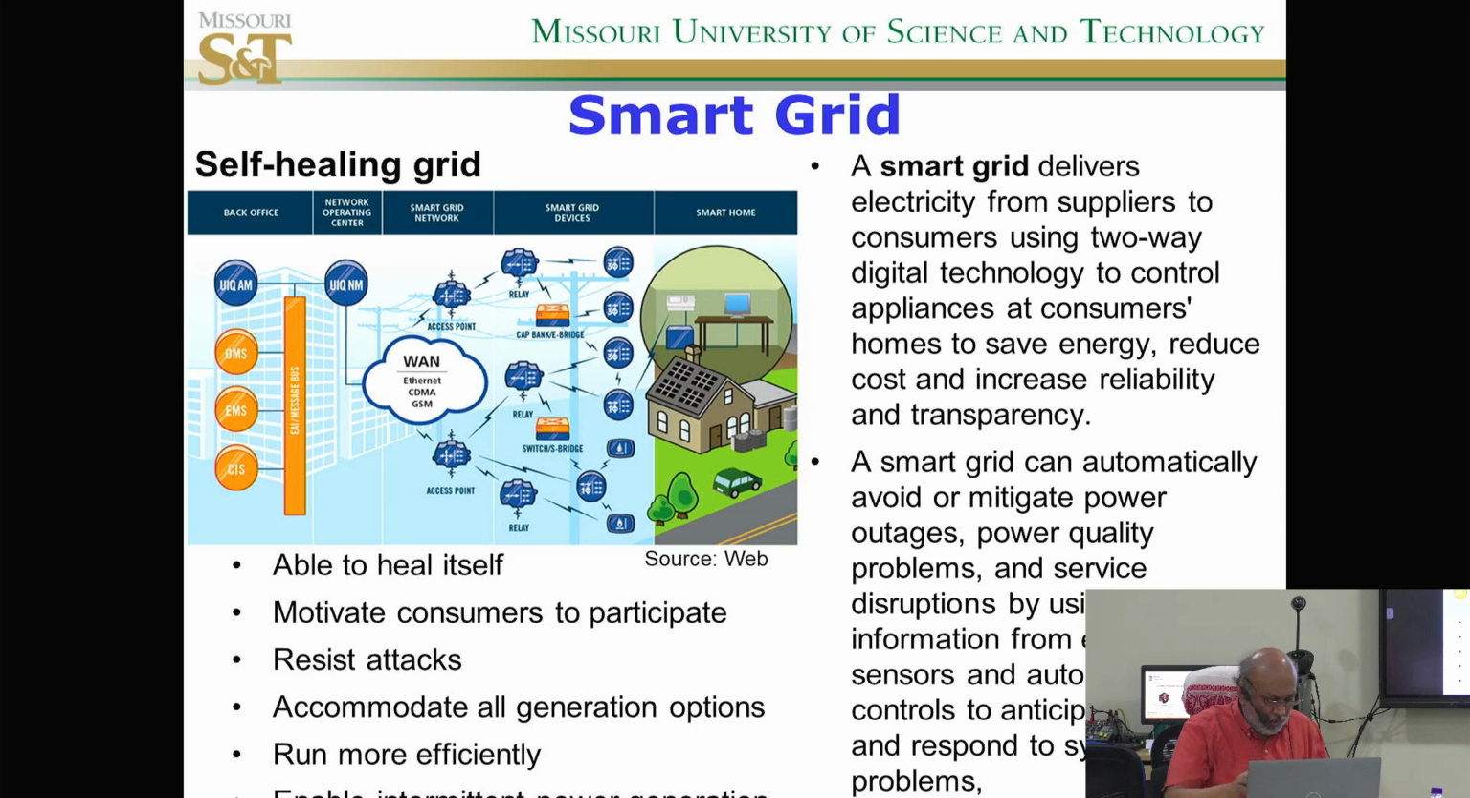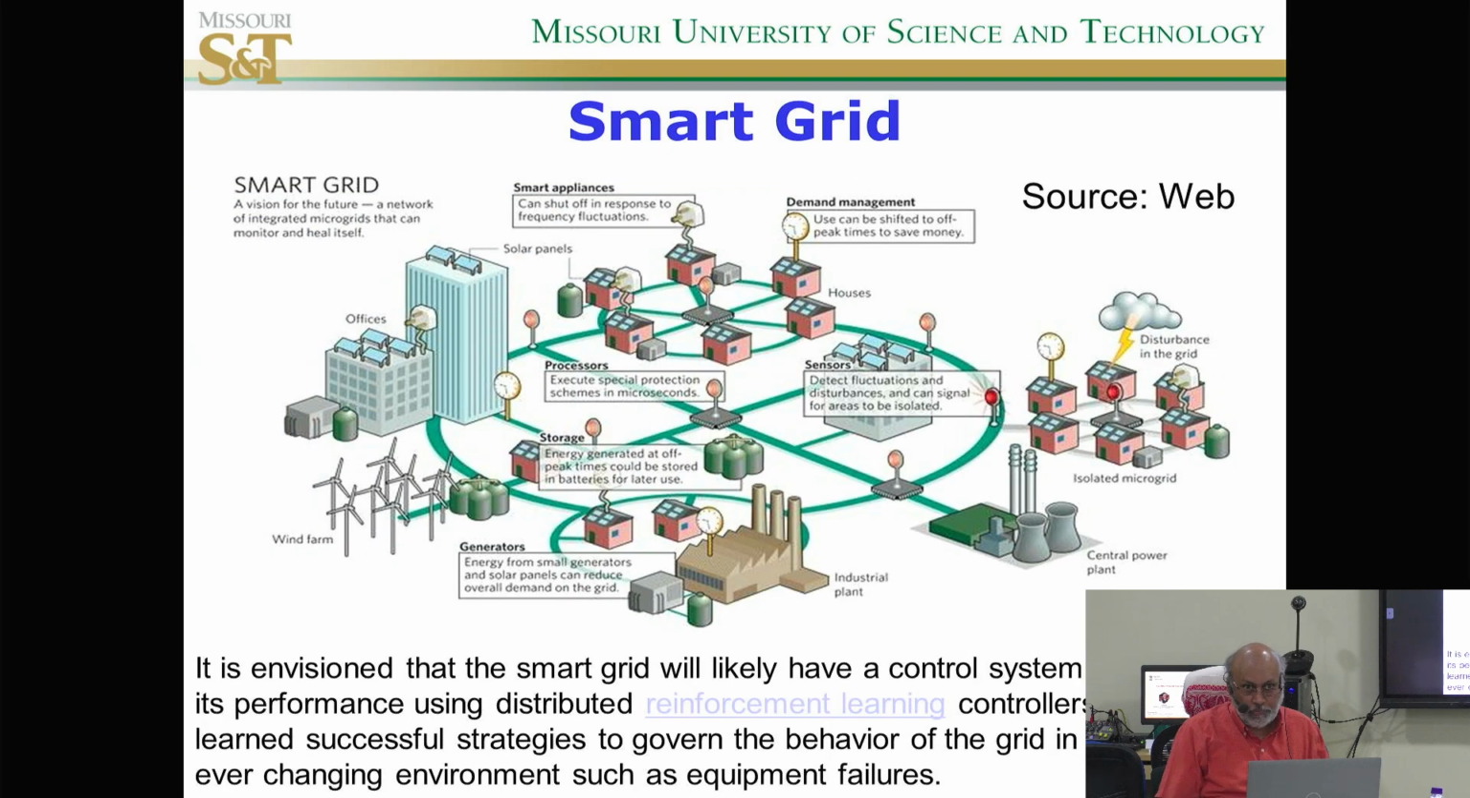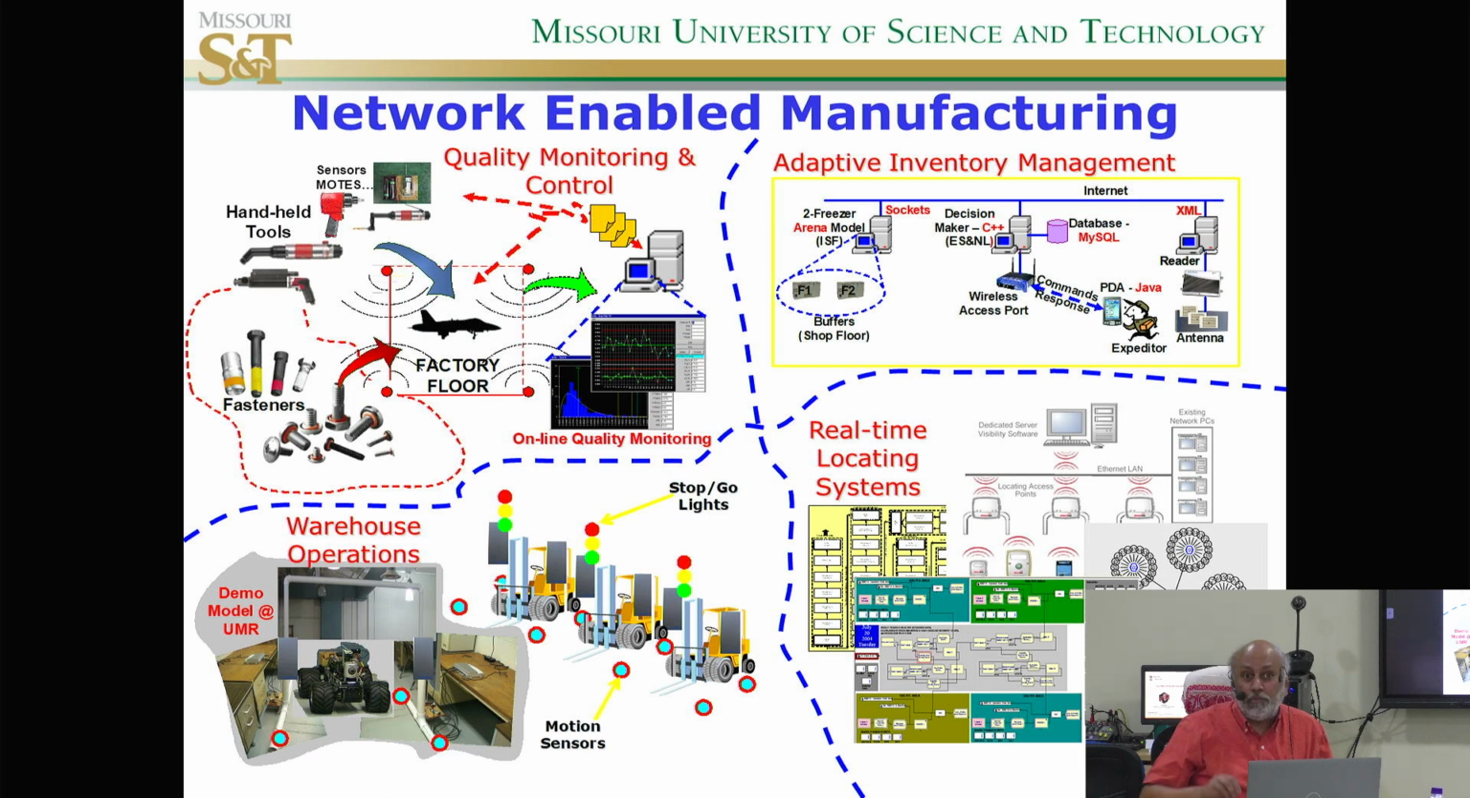So this is a picture of a smart grid again, and it's envisioned that the smart grid will likely have a control system that analyzes the performance using distributed reinforcement learning, and we're going to talk about that. The whole course will talk about it. Now, network-enabled manufacturing. These are the projects with Boeing that I have been involved in. In my networked manufacturing, all the tools, everything is connected through a wireless network. So whatever I'm doing, it automatically records the information, and they have RFID tags.